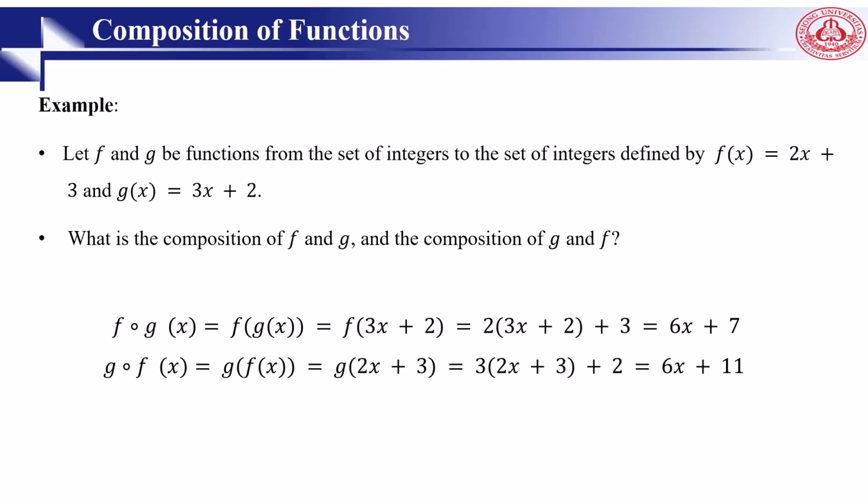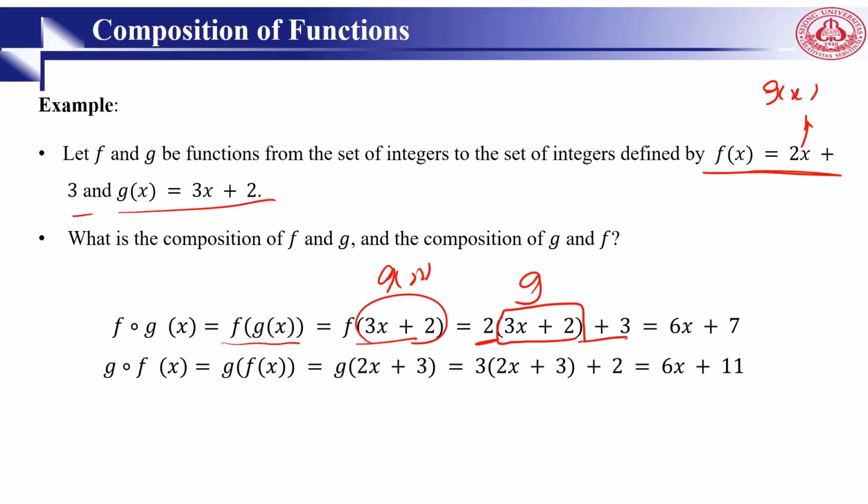If we have two functions f and g defined on the set of integers, where f(x) is 2x plus 3 and g(x) is 3x plus 2, what is the composite of f o g and g o f? Very simple. We put one inside the other. In f, instead of x, we put g(x), which is 3x plus 2. So it is 2 times (3x plus 2) plus 3, and 2 multiplied by 3x is 6x, plus 4 plus 3.